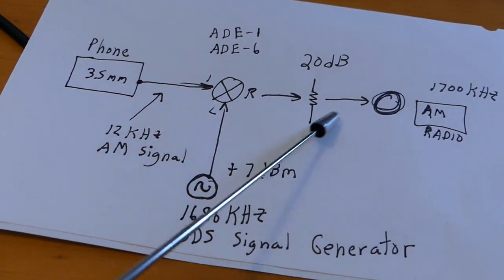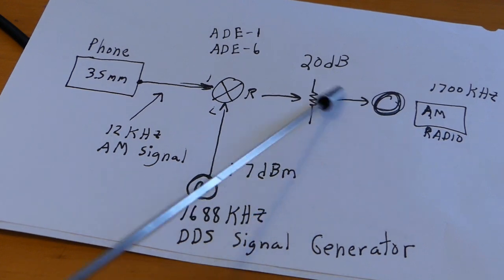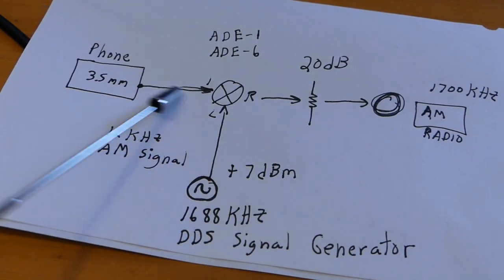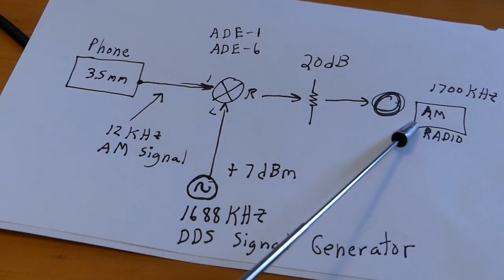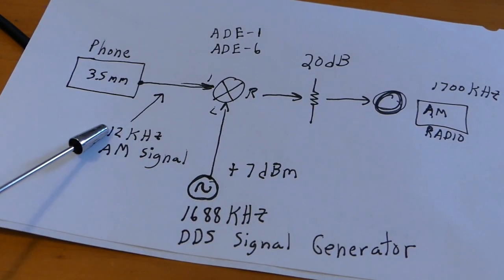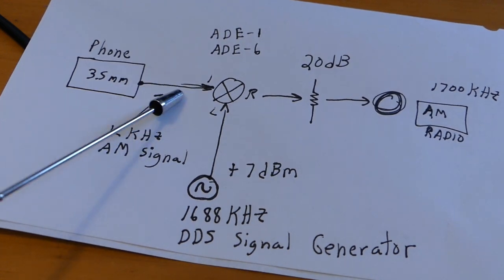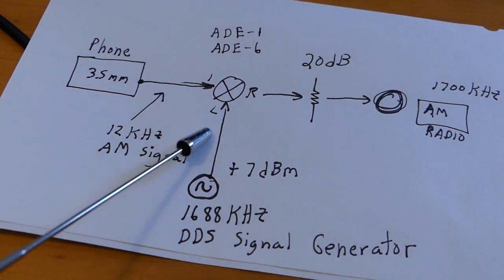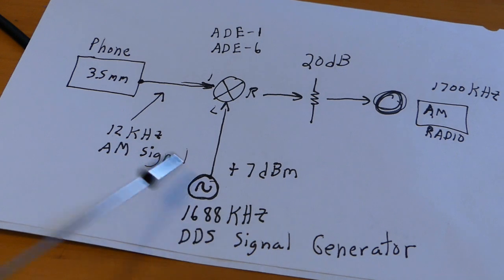And this is a good thing if you're testing AM radios, or maybe you want to feed some signal to an old vintage gear. Again, this is not an audio signal coming out of here. This is a 12 kilohertz AM signal that we made digitally, and we're simply mixing it up with this mixer.